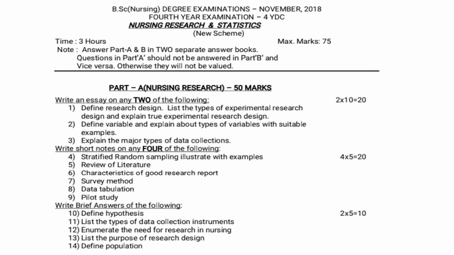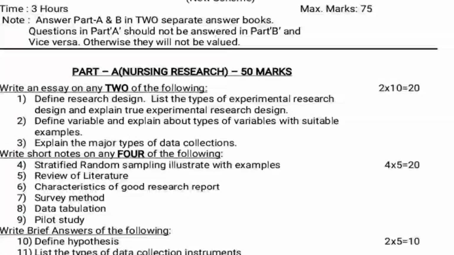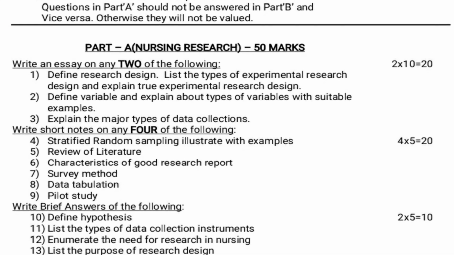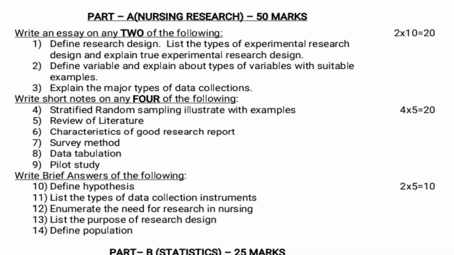Here in part A, nursing research, which is for 50 marks, as I have told earlier, write an essay on any two of the following. The first question is: define research design, list the types of experimental research design and explain through experimental research design.